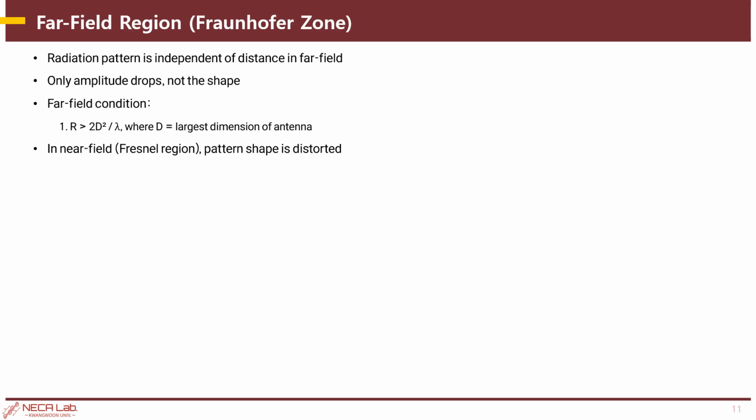In the far-field region, the shape of the radiation pattern stays the same. It doesn't change with distance. Only the amplitude drops as you move farther away, but the directional shape remains constant. To be in the far field, we follow this condition: R greater than 2D squared over lambda, where D is the largest dimension of the antenna and lambda is the wavelength. If you are too close to the antenna, in what's called the near field or Fresnel region, the pattern is distorted and doesn't truly represent how the antenna radiates into open space. So that's why far field conditions are important for accurate pattern measurements.